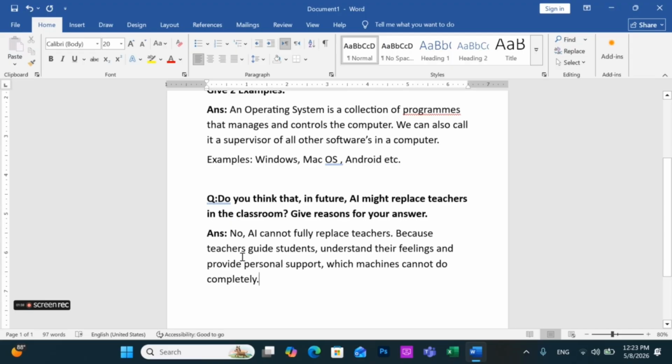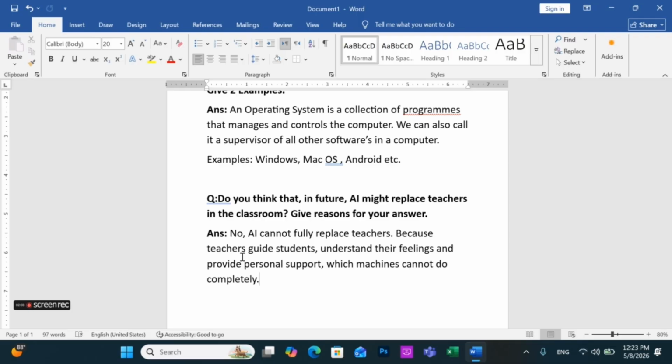Why no? Because the teacher can guide the student according to their level. For example, there are below average students, average students, and above average students. So we can differentiate, we can guide them according to their level, and we can manage the activities according to their levels. Okay, so that's why. And one more point, that is the strongest point, that is we have the feelings and we can understand human feelings too.